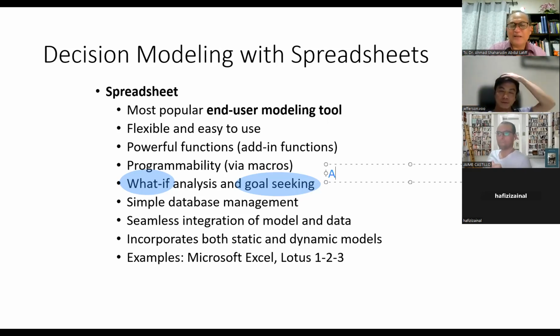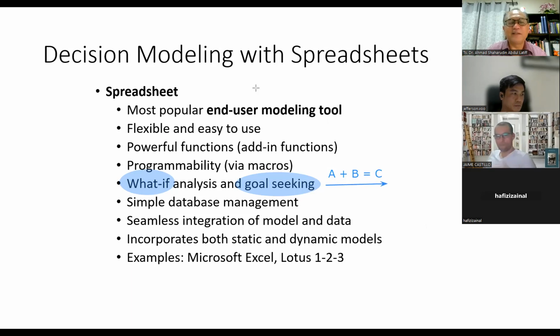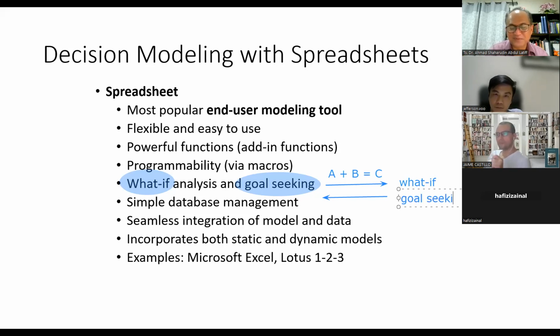Okay, it's just like this. A plus B is equal to C. This is how you can understand it. You can have two directions of this. Moving forward here is called what-if. Moving backward is called goal seeking.